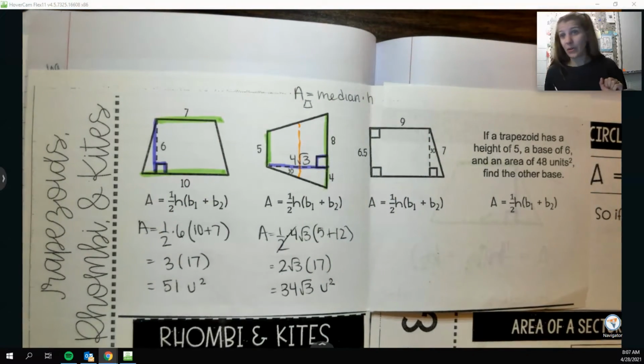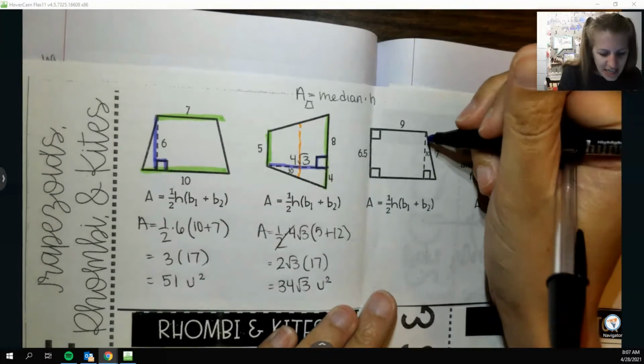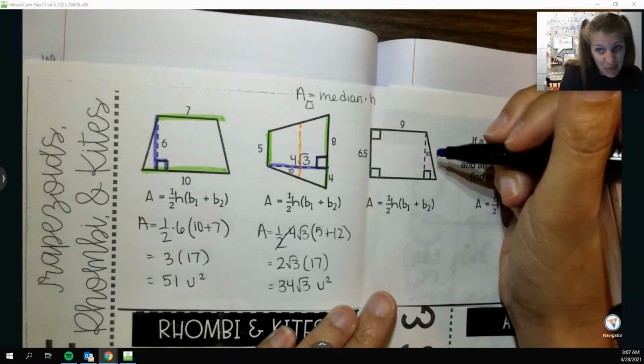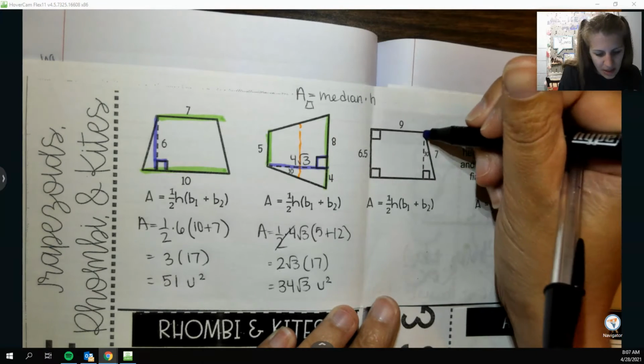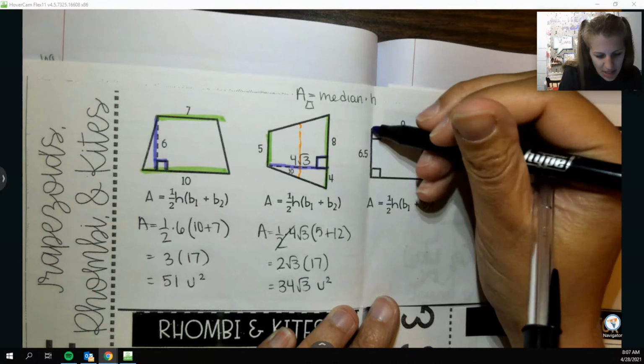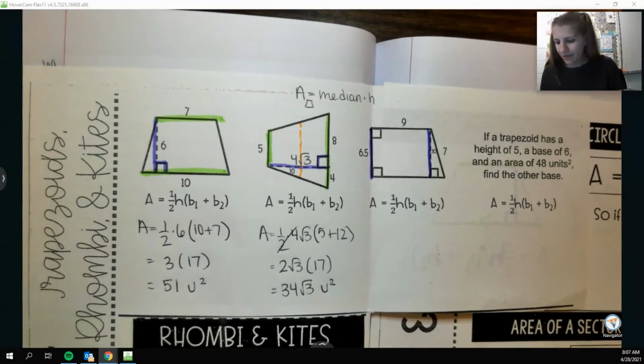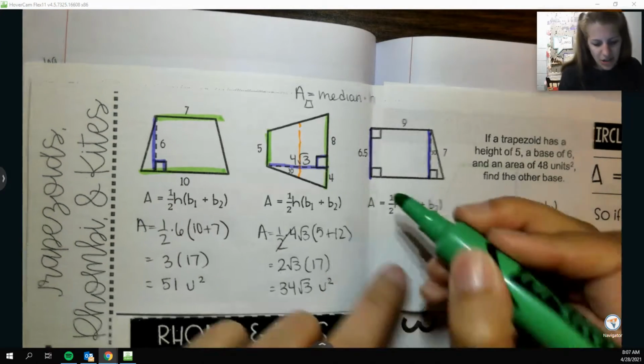So that's another little fun formula for area of a trapezoid. All right, let's try another. So here I have a right trapezoid, doesn't matter, still a trapezoid. Here is the height, which is also the same as this. So either height is good there. And then we have our two bases.